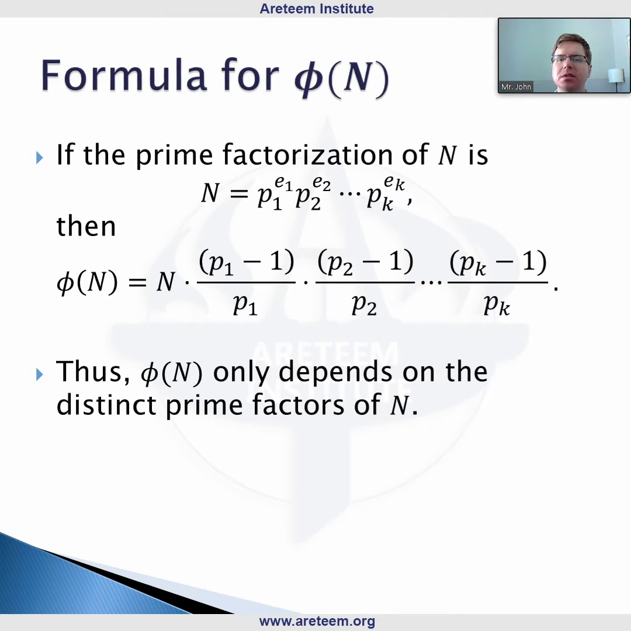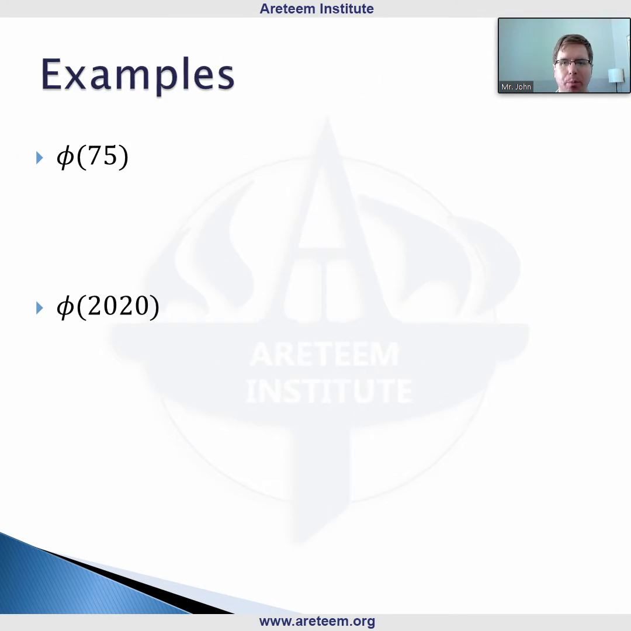Just getting used to the formula a little bit, let's look at a few examples to practice this as well. The first one, we can do the prime factorization in our head, hopefully. So 75 is 3 times 5 squared, 3 times 25. So phi of 75 is just going to be 75. It's divisible by 3, so we have times 2/3 in this case. And then we have times 4/5.